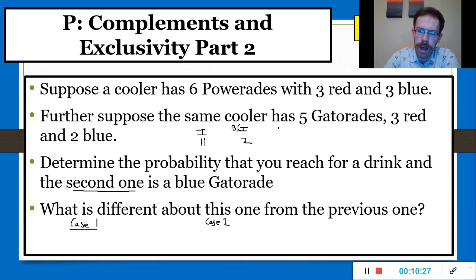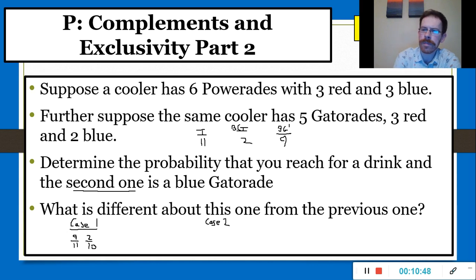Well, how many of them are blue Gatorade complements? Well, if it's not 2, it's got to be 9. So what if our first drink is not a blue Gatorade? Well, that's 9 out of 11 times 2 out of 10.